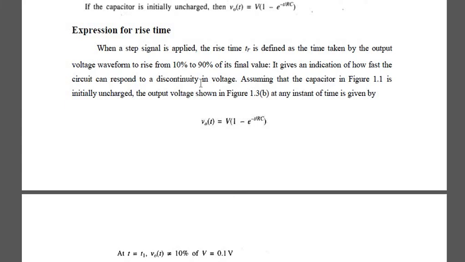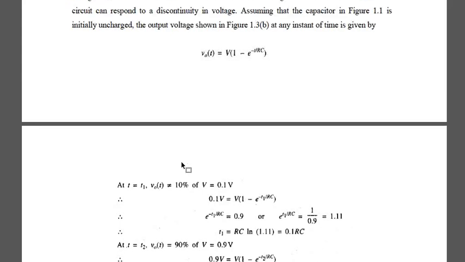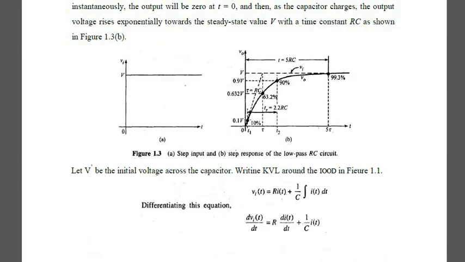In case of any discontinuity in your voltage, it is going to respond immediately. For the initially uncharged condition, if the capacitor is uncharged, the output voltage at any instant will be given as V naught of t equals V into 1 minus e to the power of minus t by RC. This is the first condition, and I am considering t equals t1 and V naught of t equals 10%. Here this is 10%, this is 90%. The time required for the voltage to reach from 10% to 90% is called your rise time. So I am considering t as t1 here, and here t2.